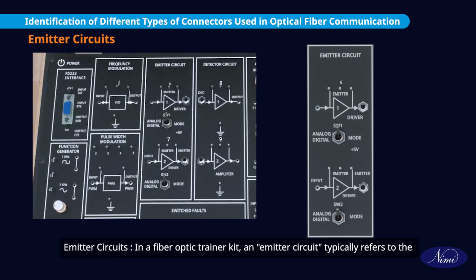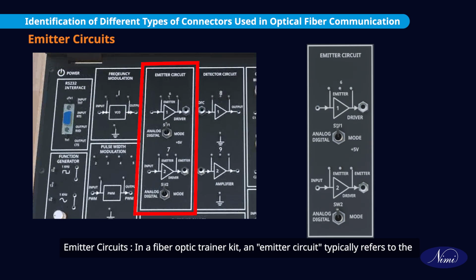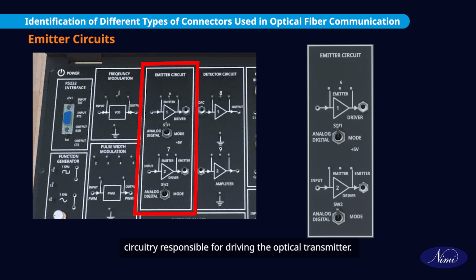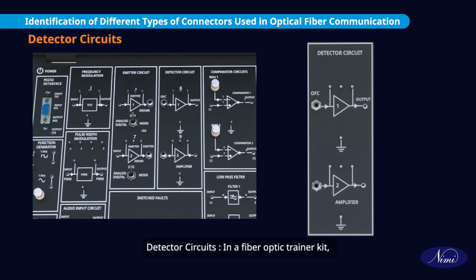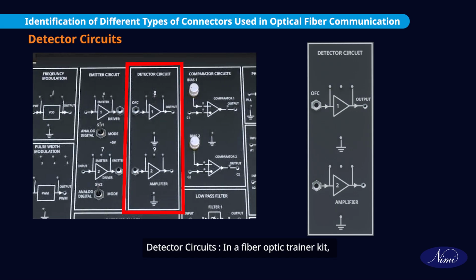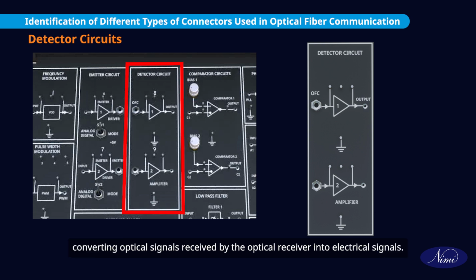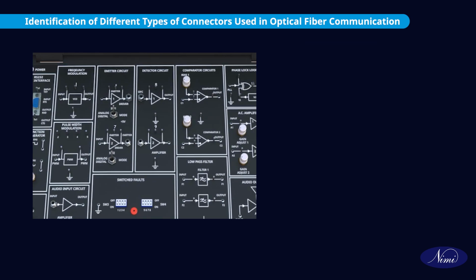Emitter circuits. In a fiber optic trainer kit, an emitter circuit typically refers to the circuitry responsible for driving the optical transmitter. Detector circuits. In a fiber optic trainer kit, detector circuits refer to the circuitry responsible for converting optical signals received by the optical receiver into electrical signals.